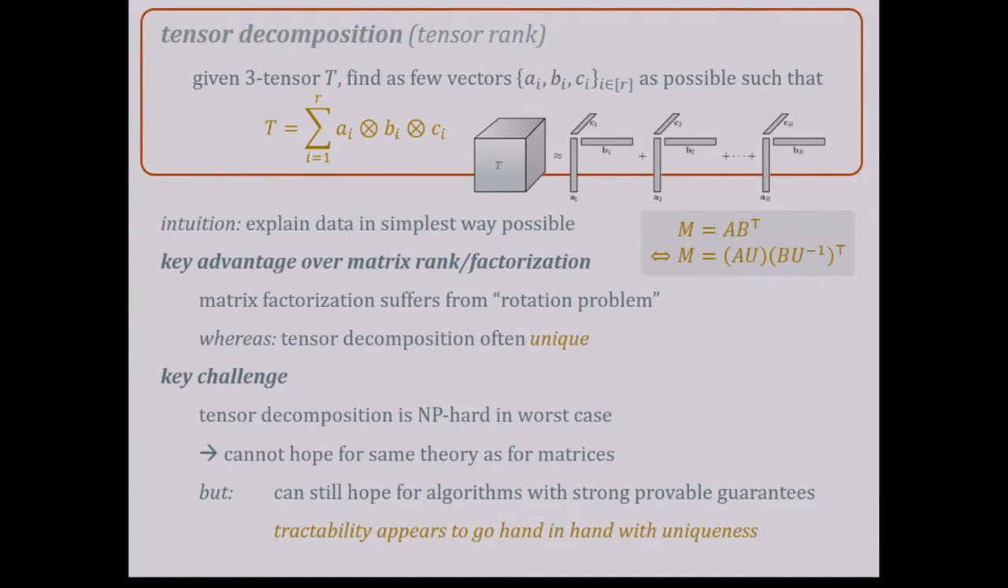It turns out that this hope seems to be justified. There is some evidence that we can indeed have very good algorithms for these kinds of problems. Another nice thing is that the tractability of this problem seems to go hand in hand with the uniqueness of the decomposition. There's an apparent relationship between these properties: when is it tractable to find a tensor decomposition, and when is it unique? In this talk, we will see how these things are indeed related.